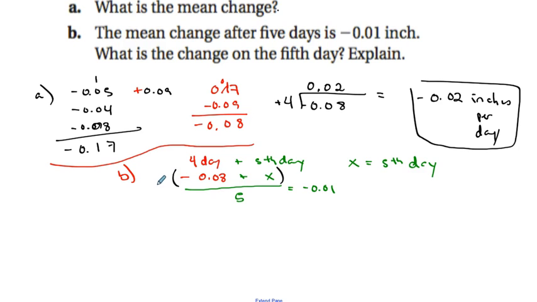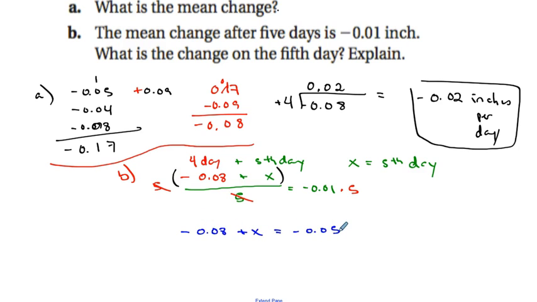So I'm going to multiply this side by 5, which will allow me to get rid of my fraction here. But what I do to one side, I have to do to the other side. So I'm going to multiply this side by 5. This will leave me with negative 0.08 plus x, which is that 5th day that we don't know, and this is going to equal negative 0.05.